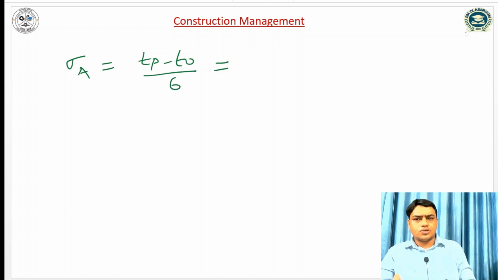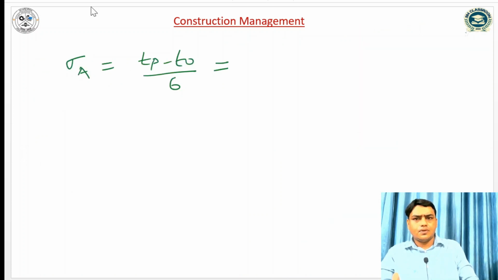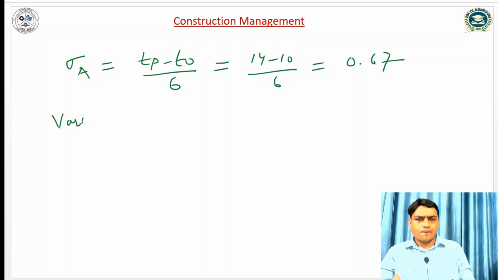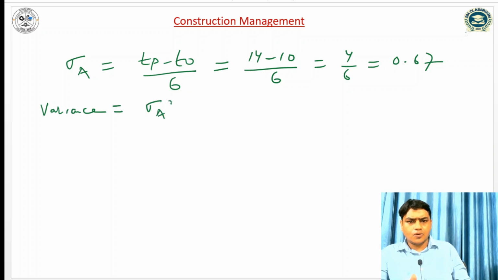Similarly, the standard deviation can be computed as, so the standard deviation for activity A is TP minus T0 by 6. So TP is 14 minus 10 by 6, so it is 0.67. Similarly, the variance can be computed as sigma whole square, so 0.67 whole square, so it is 0.45.